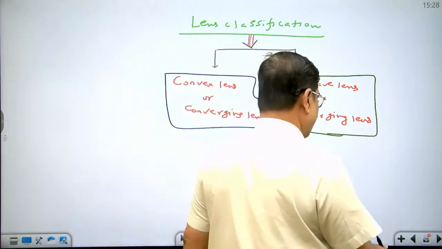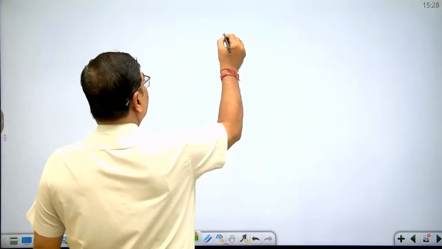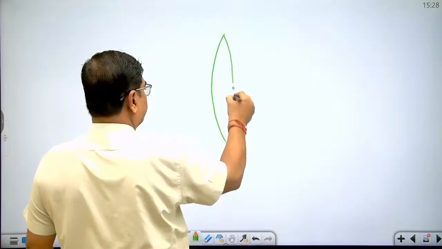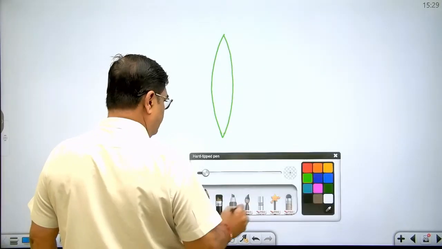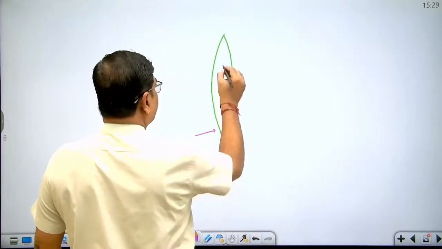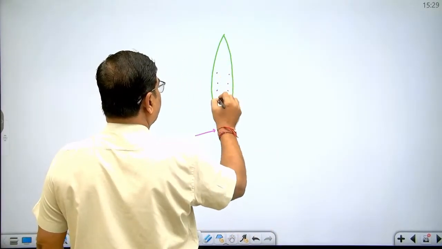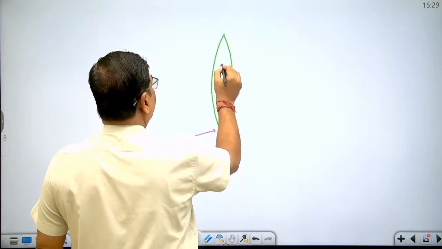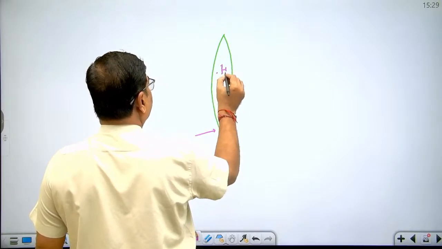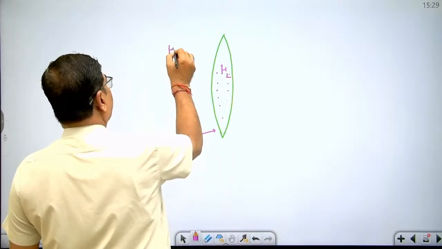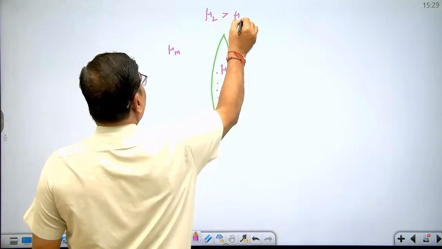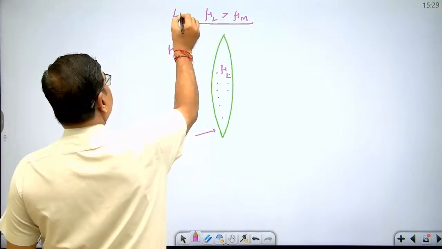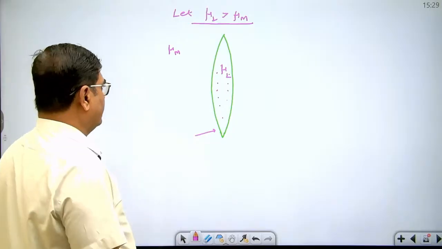Okay, let's see. Some definitions also we will be looking at here. Let's concentrate on this picture. Let us assume the refractive index of lens material is mu L and the refractive index of surrounding medium is mu m, and we are assuming that mu L is greater than mu m. This we have assumed, and now we are analyzing the things.